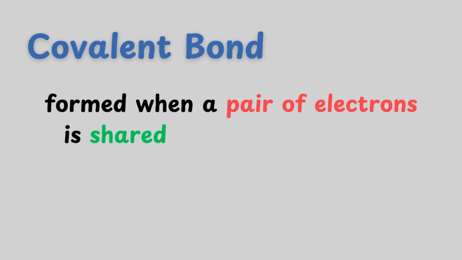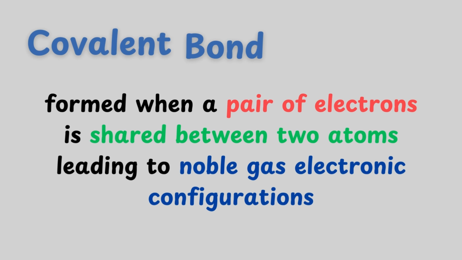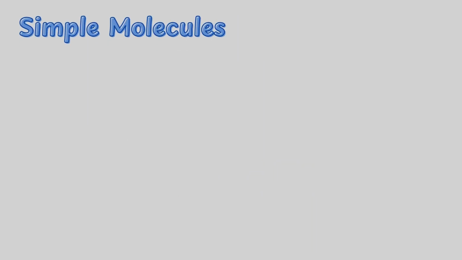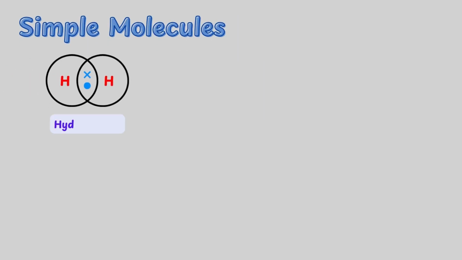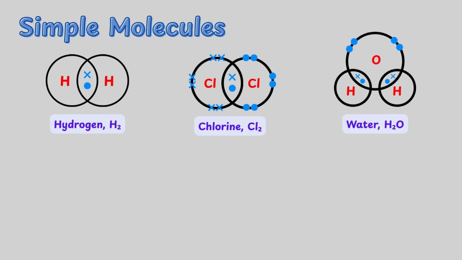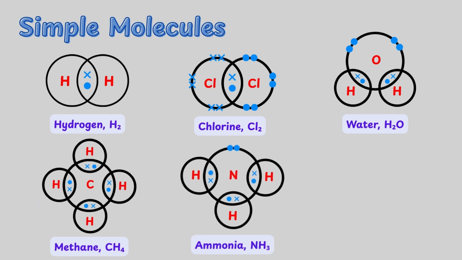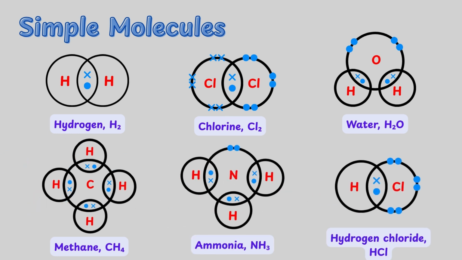A covalent bond is formed when a pair of electrons is shared between two atoms, leading to noble gas electronic configurations. These are some examples of simple molecules. Hydrogen, H2, shares one pair of electrons between two hydrogen atoms. Chlorine, Cl2, shares one pair of electrons between two chlorine atoms. Water, H2O. Methane, CH4. Ammonia, NH3. Hydrogen chloride, HCl.